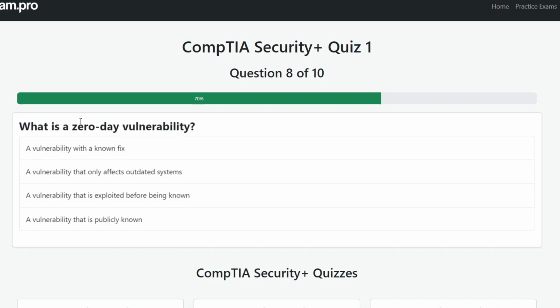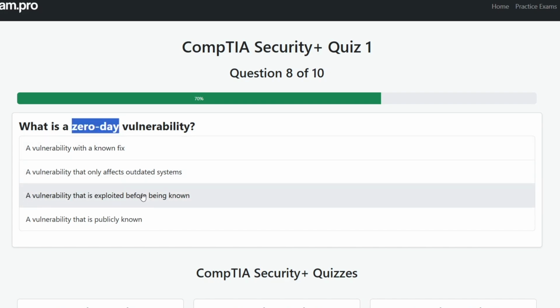So when you think 0 day, you think patient zero, the first person to get a virus, certain things like that. So essentially it means it is very new and it is an unknown thing. So a vulnerability with a known fix, that would just be a vulnerability. In my opinion, that would not be a 0 day vulnerability. A vulnerability that only affects outdated systems. That would also not be correct because 0 day means that it just came out. 0 day means it just started.